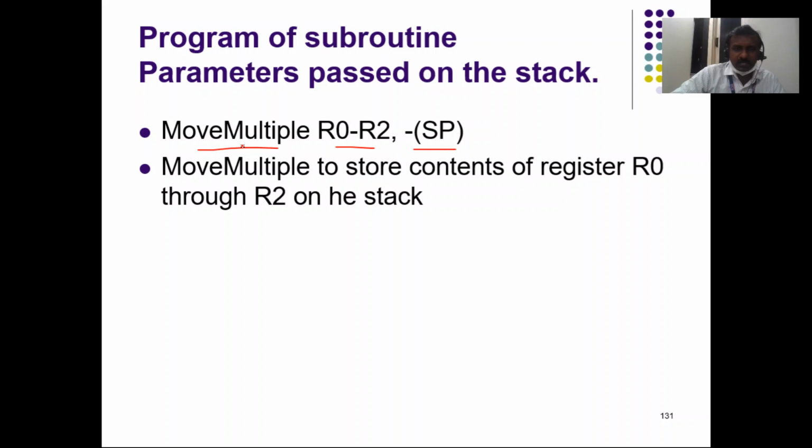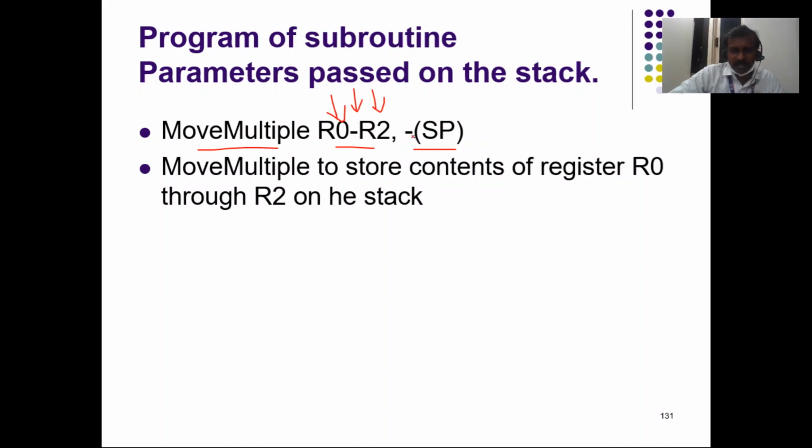Move multiple means move multiple values. So it moves all these values. What are the values? The content of R0, the content of R1 and the content of R2. That is, starting from the register R0 to R2, all its content will be moved to stack.